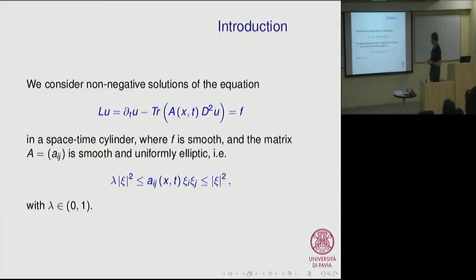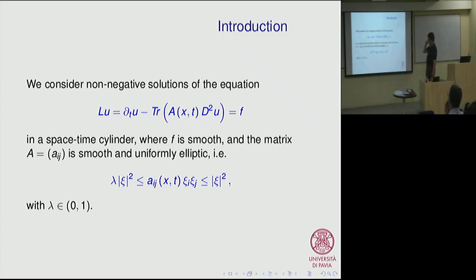Okay, so here's the statement. We have a parabolic equation in non-divergence form. In particular, here you have a matrix A, which depends on x and t, and you multiply it with the matrix of the second order derivatives, and then you take the trace of what you get. This is just a way of writing the equations in non-divergence form.